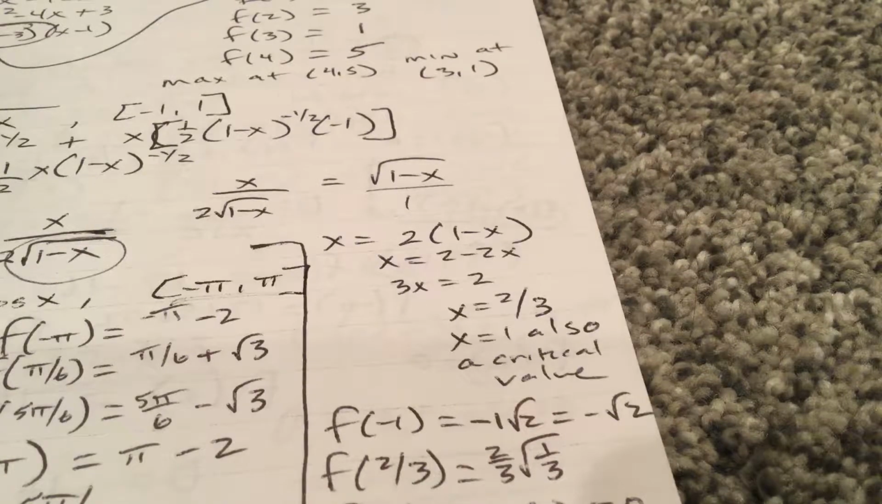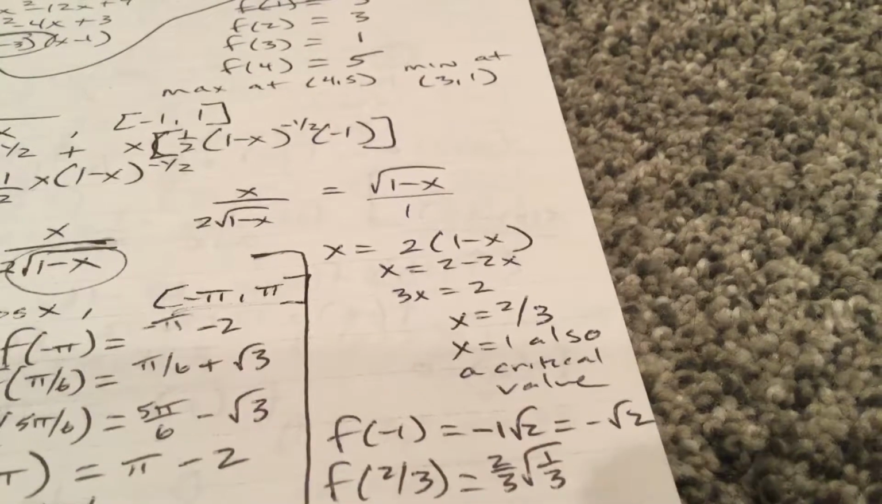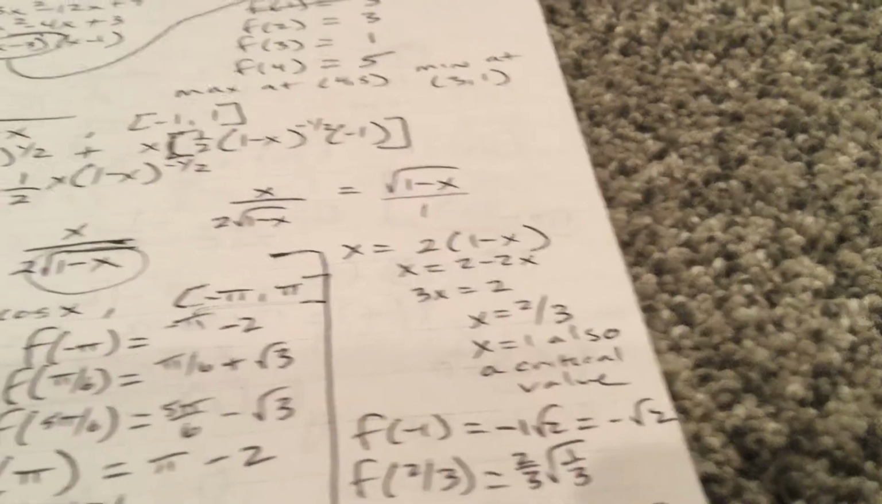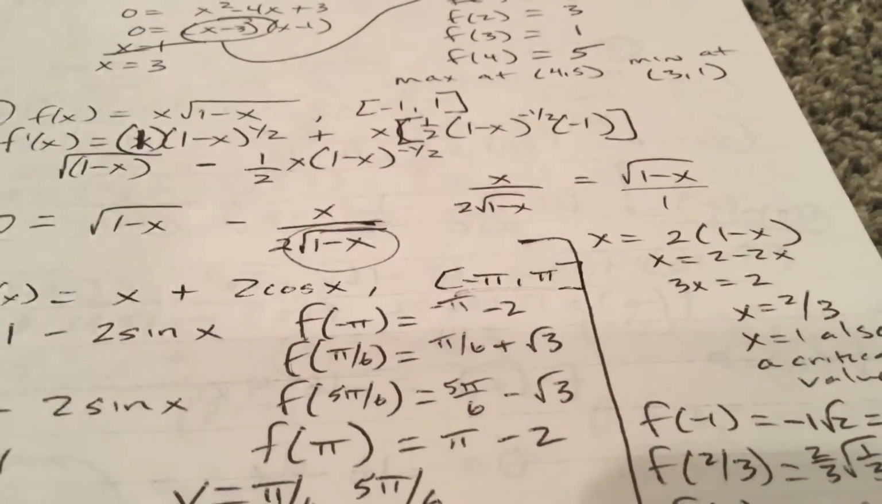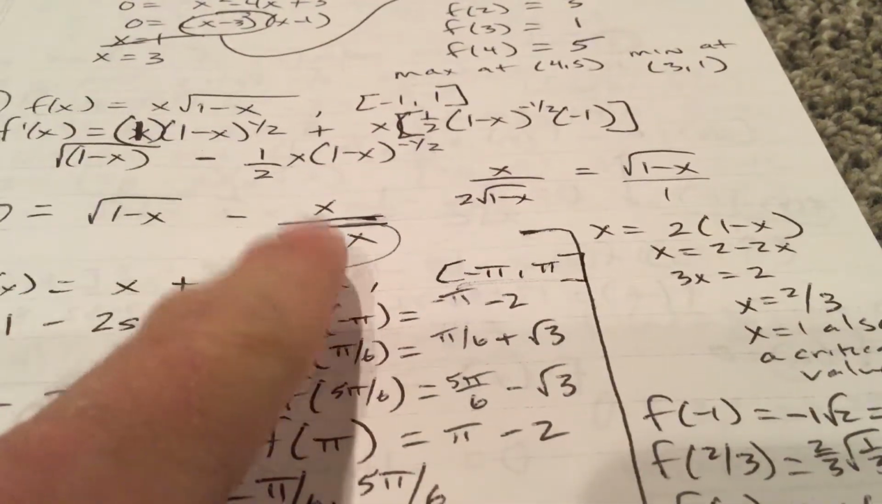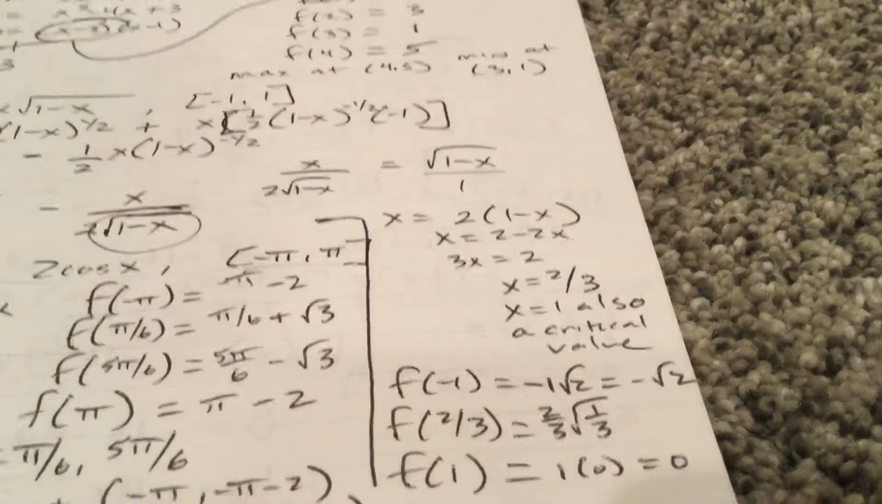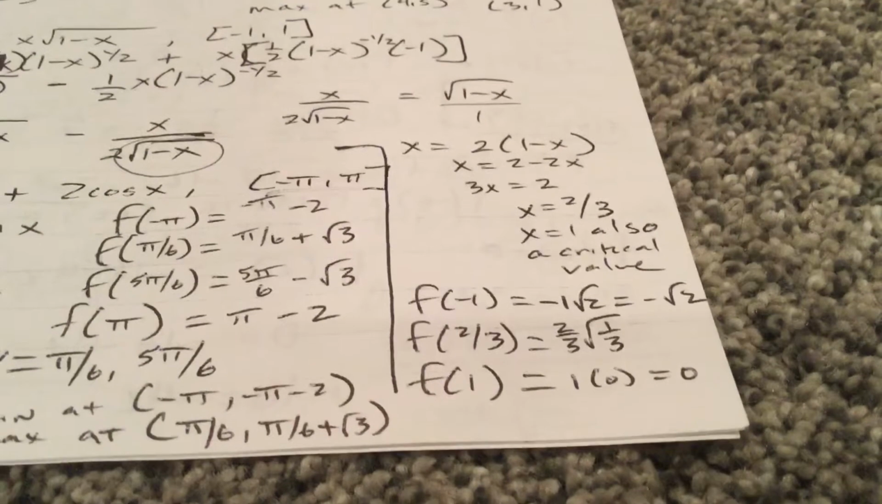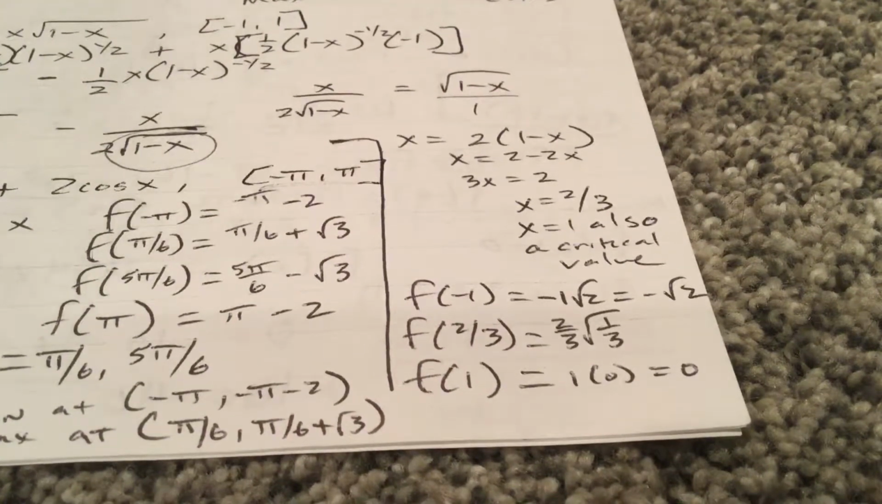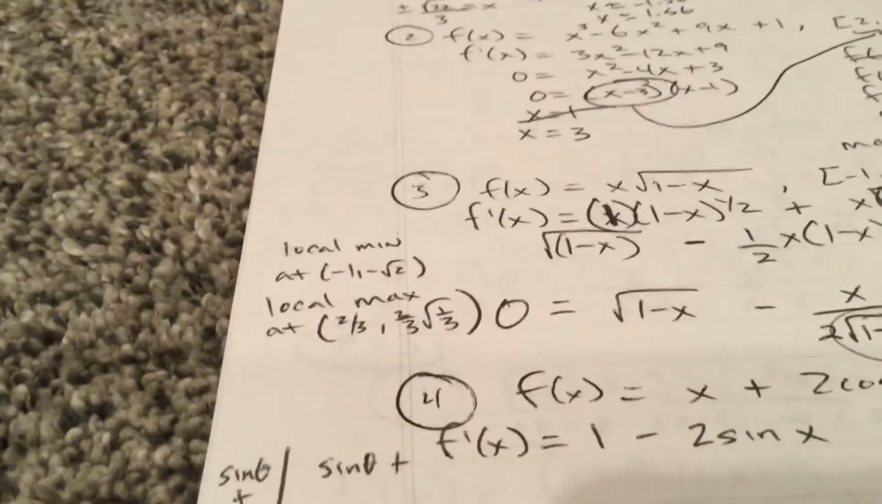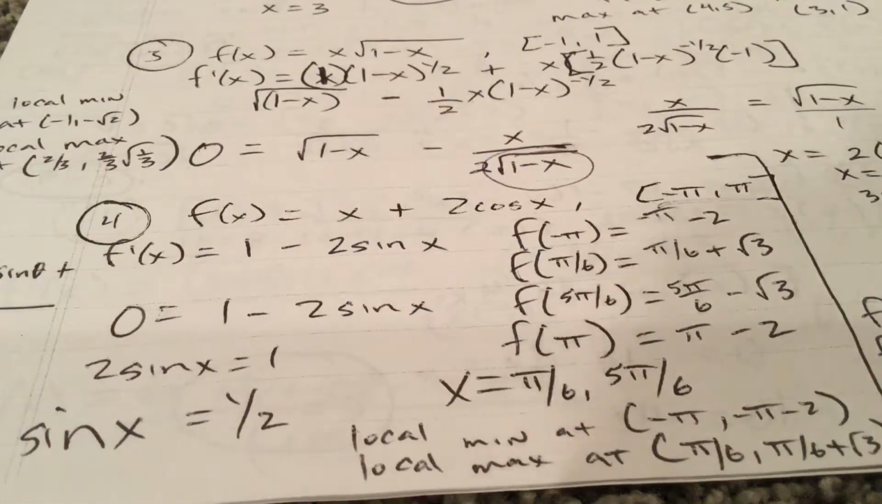And you get 2/3. 1 is also a critical value because 1 makes your derivative undefined. Okay, so be careful there. So plug all those in. And let's see, did I give an answer on that? I did. Local min's there, local max is there. Wow, sorry about that.